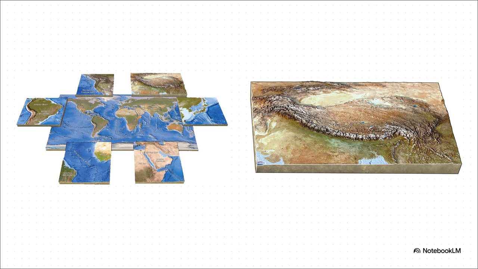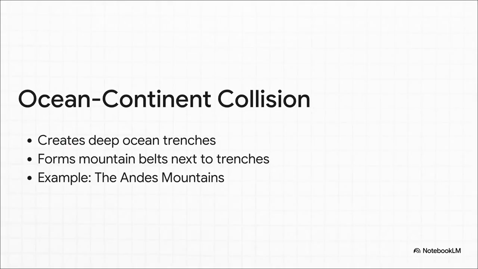Both are absolutely massive mountain ranges, and both were created by convergent boundaries. But they were formed by two totally different types of collisions. So let's look at the Andes first. This is an ocean-continent collision. The oceanic plate is way denser, so it basically can't win.